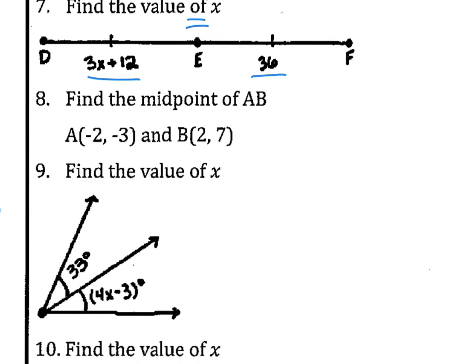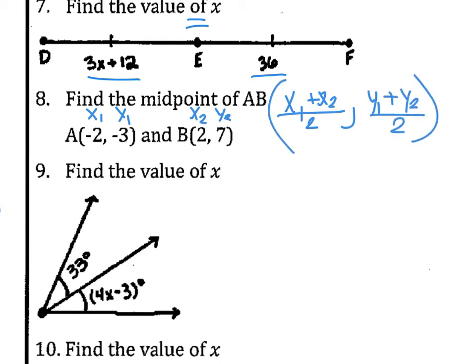Number 8, if you want to find the midpoint, remember to take your values. So you want to take the x's and add them, divide by 2. Take the y's and add them, divide by 2. That gives you the coordinates. So you should have an xy coordinate for number 8.